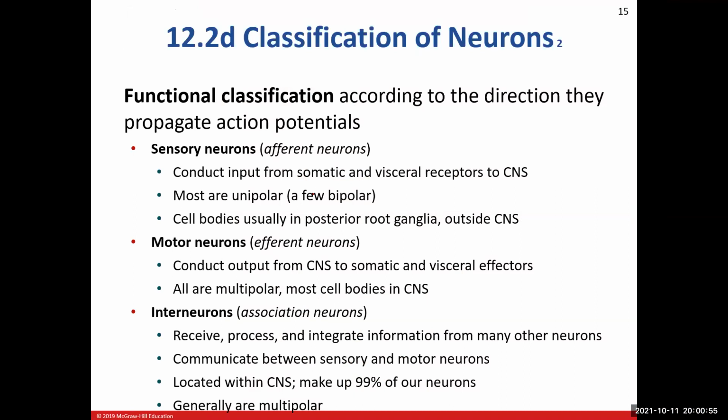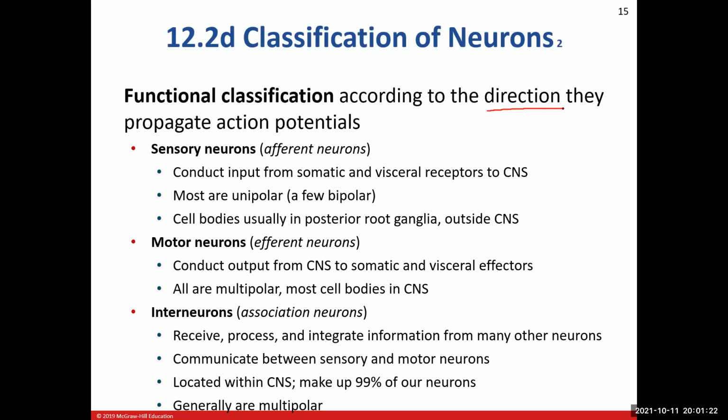All right, so that's how we classify the neurons structurally based on the number of processes coming off the cell body. Now let's classify our neurons functionally, okay? And it's important that you know this, all right? We classify it in the direction that the nerve signals or action potentials are moving, okay?